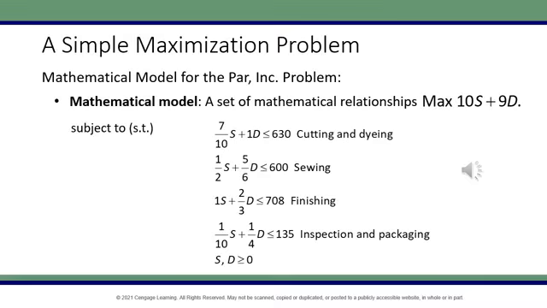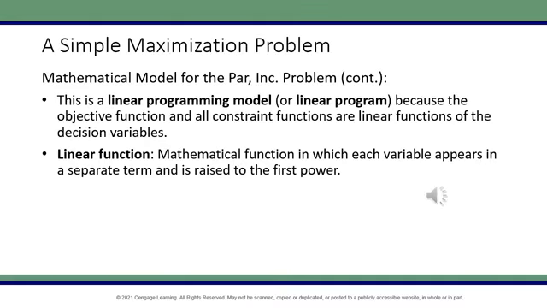Let's put together our complete mathematical model for Par Incorporated. Here are the objective function and constraints. Let's understand why this is called a linear programming model. The key characteristic is that both the objective function and all constraint functions are linear functions of our decision variables. What makes a function linear? It's a mathematical function where each variable appears in a separate term. Each variable is raised only to the first power. There are no products of variables.